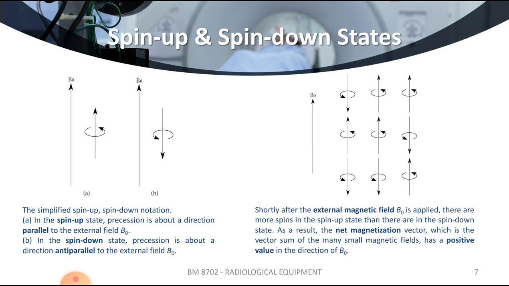If you look here, when you have an external magnetic field, there are more spins in the spin up state than there are in the spin down state. So the net magnetization vector will have a positive value in the direction of B naught. Depending on the number of atoms in the spin up state and the spin down state, you will get your net magnetization. When you have more atoms in spin up state, your net magnetization will have a positive value. If you have more atoms in spin down state, then your net magnetization will have a negative value. So that is about the spin up and spin down states.